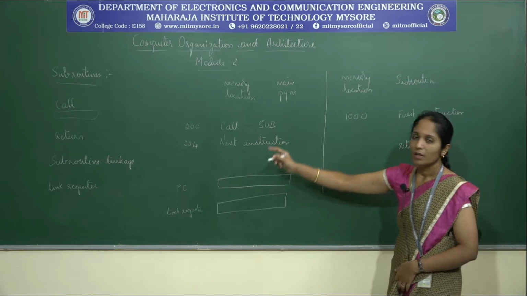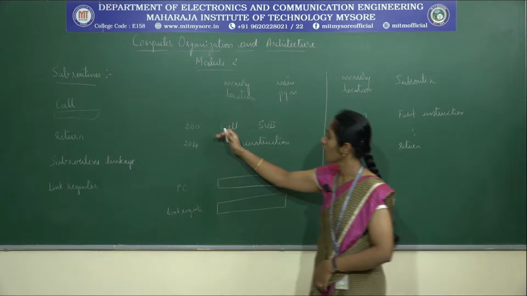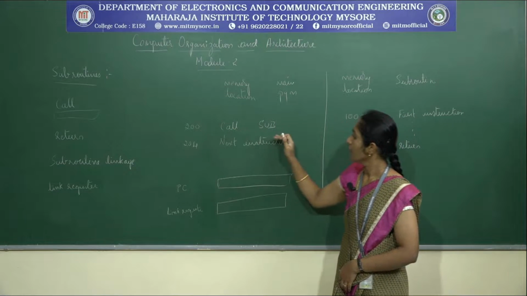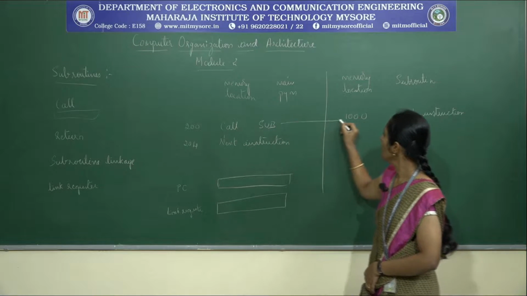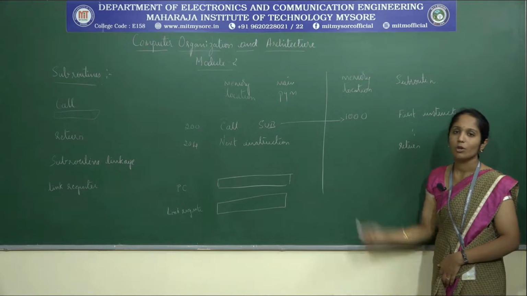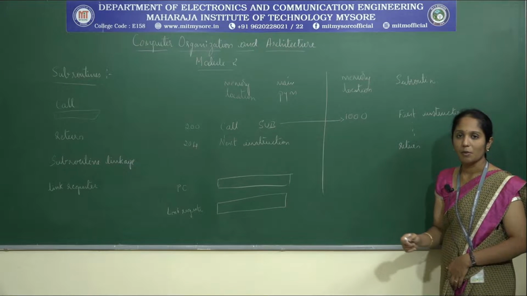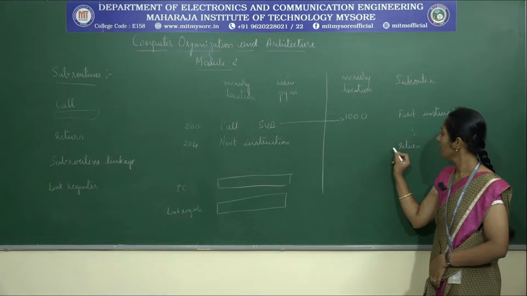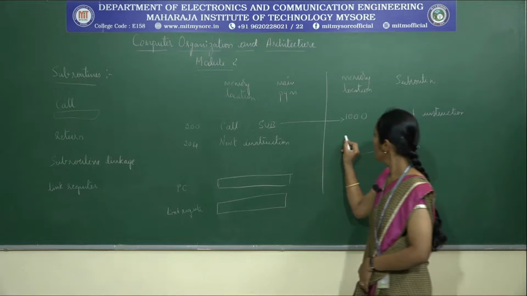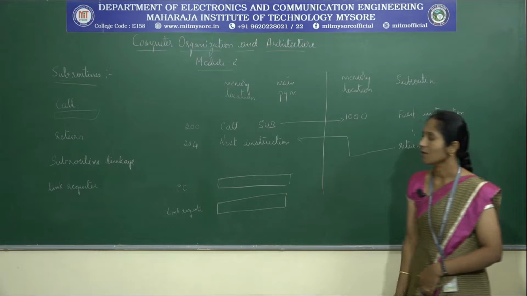So whenever the execution of the program encounters this instruction that is called sub, it is going to make a jump to the subroutine. So we have it in the memory location 1000, so this will be executed, and when the return is encountered, it is going to return to the next instruction.